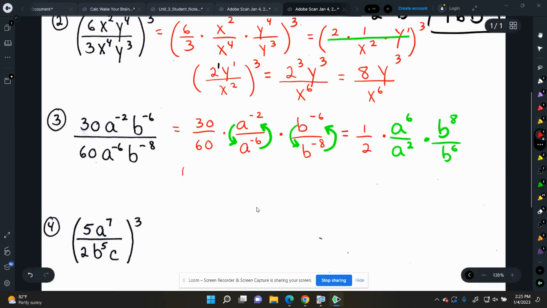Okay, so we have 1/2 times. Now I have 6 a's on the top and 2 on the bottom. What happens with that? We're left with a to the 4th on top, times. I've got 8 b's on the top and 6 on the bottom. What are we left with? 2 on the top. Right, go straight across. So on top I have a to the 4th b squared over 2. Or if you want to leave it as 1/2 a to the 4th b squared, that's okay.